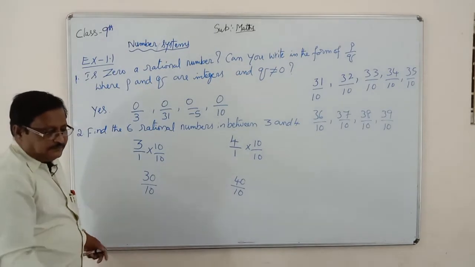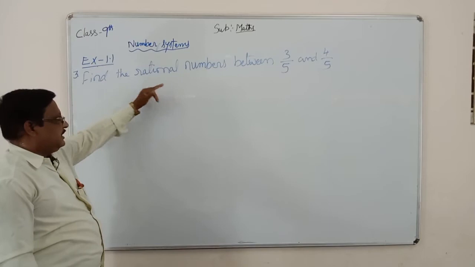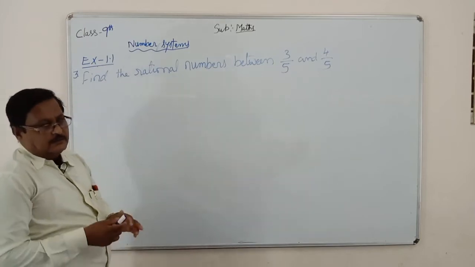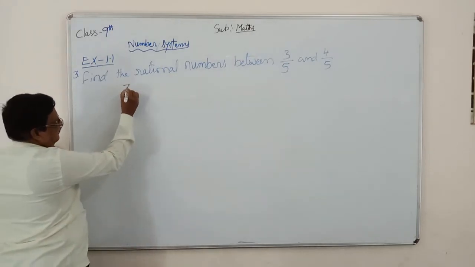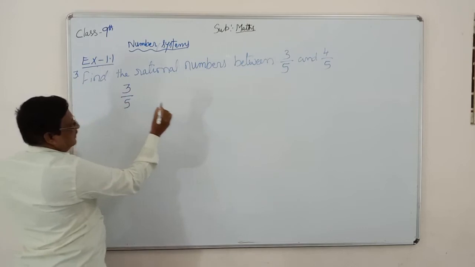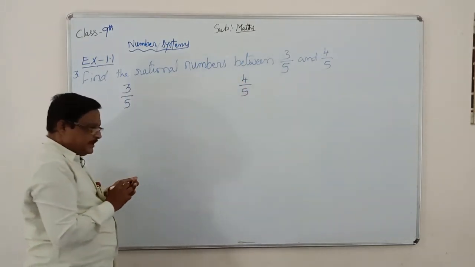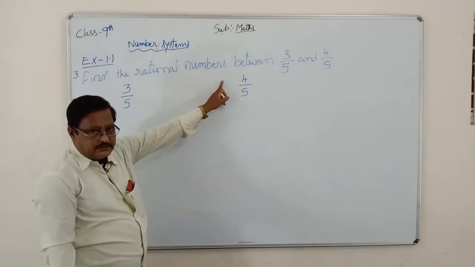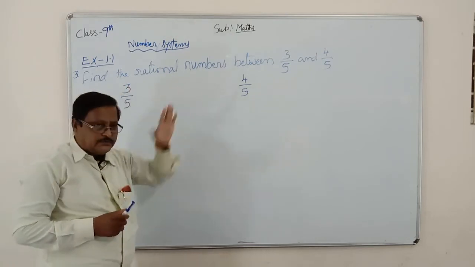Next, third one in exercise 1.1: find the rational numbers between 3 by 5 and 4 by 5. These are the given numbers. Here, the denominators are the same, and the numerators are 3 and 4. It means the difference between the numerators is 1.